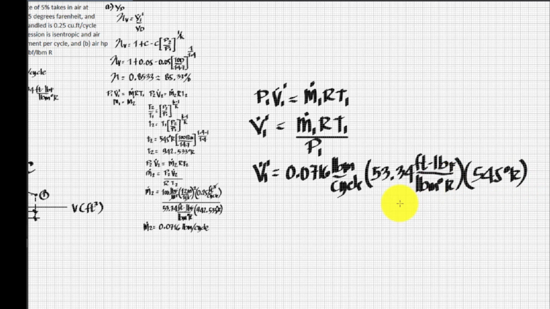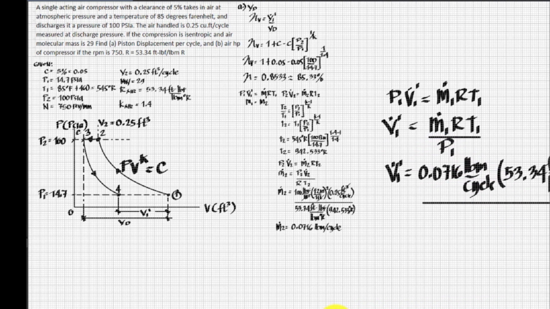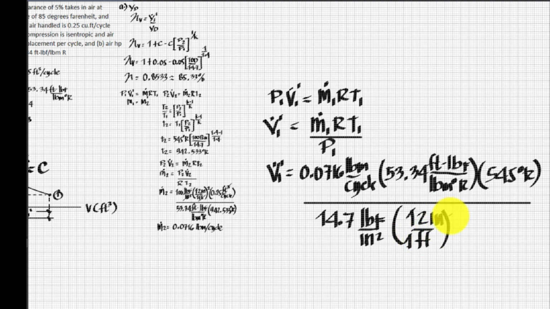And all over natin ito, so we have the pressure 1. So what is the pressure 1 natin dito? Going back, PV diagram, pressure 1 is 14.7 psi. So that will be 14.7. So this is pound force per square inch. So let's convert this one to foot. We have 1 foot, okay, and this is squared.